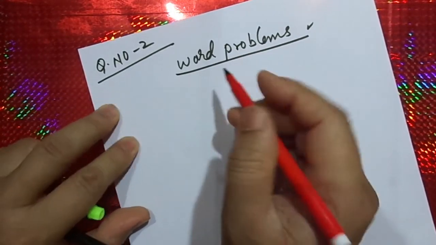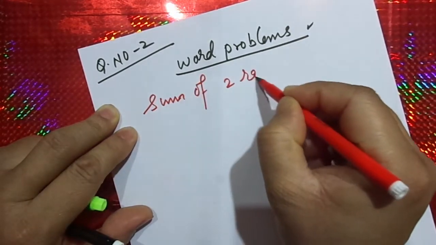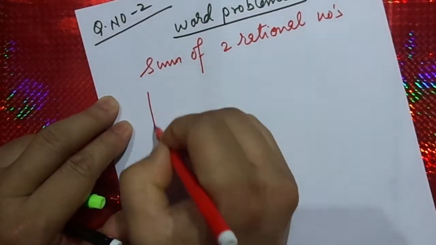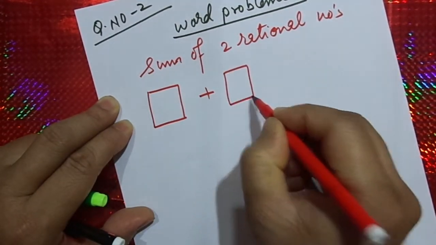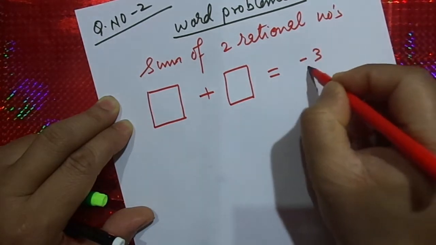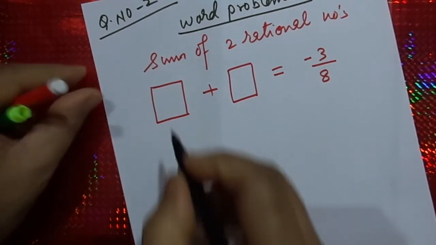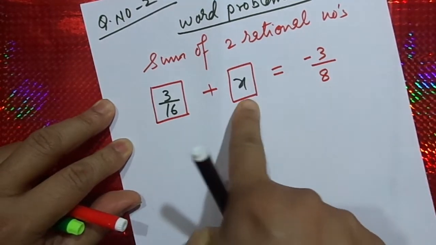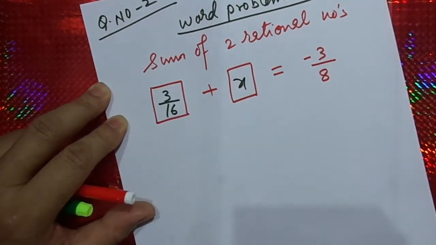They're talking about the sum of two rational numbers. They say that when two rational numbers are added, you get minus 3 by 8. However, they have given you one of the rational numbers, 3 by 16. Find the other one. So the other one I'll take as x. X means a variable, or the unknown value.